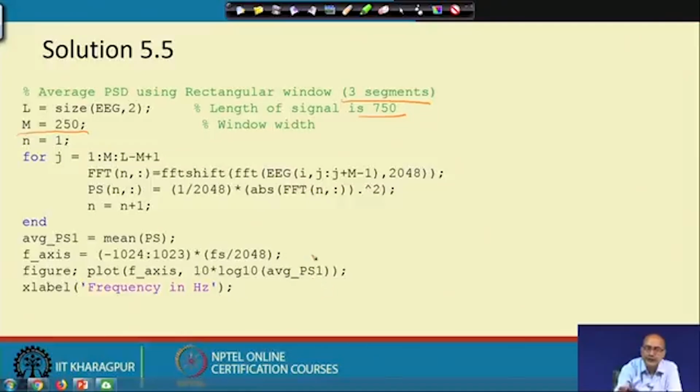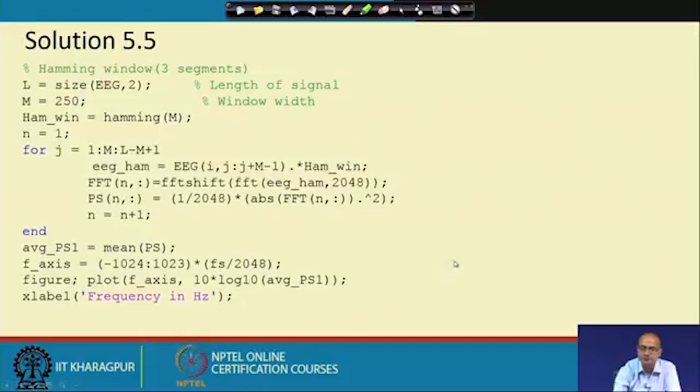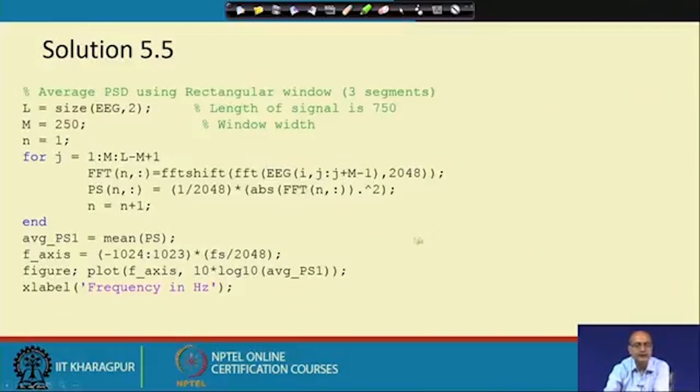Okay. So, with that we can get the output. Let us see what we get. Okay. Now, for the Hamming window it would be almost the same, the only difference would be that in the previous case we are taking that part of the signal directly.